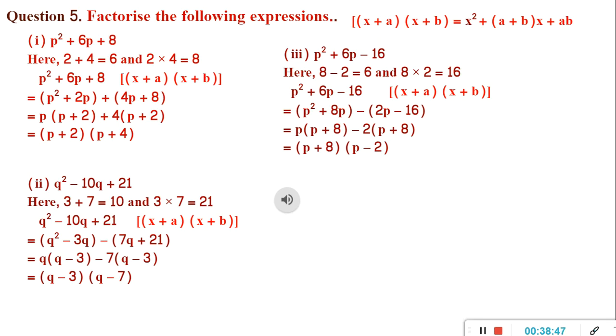Same way here, minus 3 and minus 7. Minus 3 is our A, minus 7 is our B. So Q minus 3 into Q minus 7. Same way here, plus 8 is our A, minus 2 is our B. So the answer is P plus 8 into P minus 2. Clear? Very simple, right? Okay.